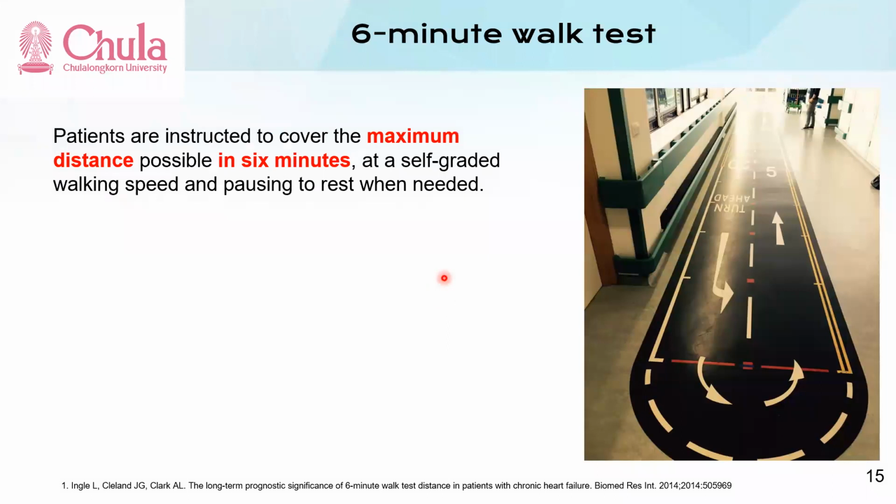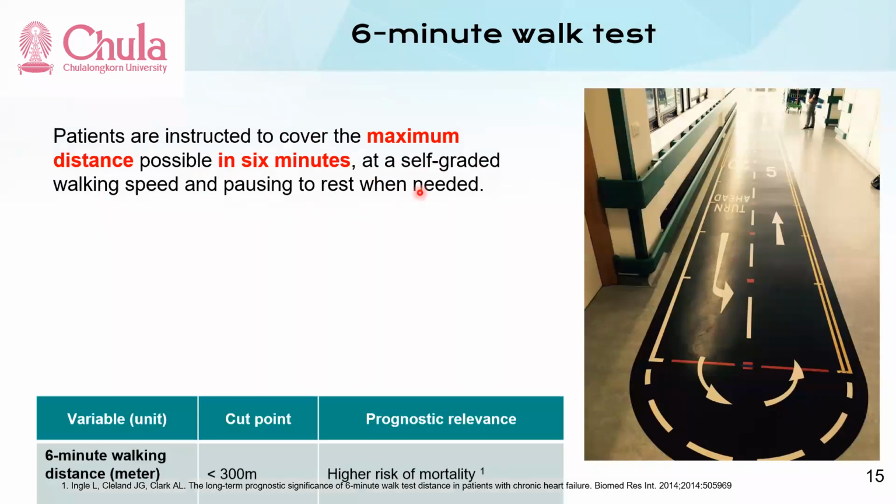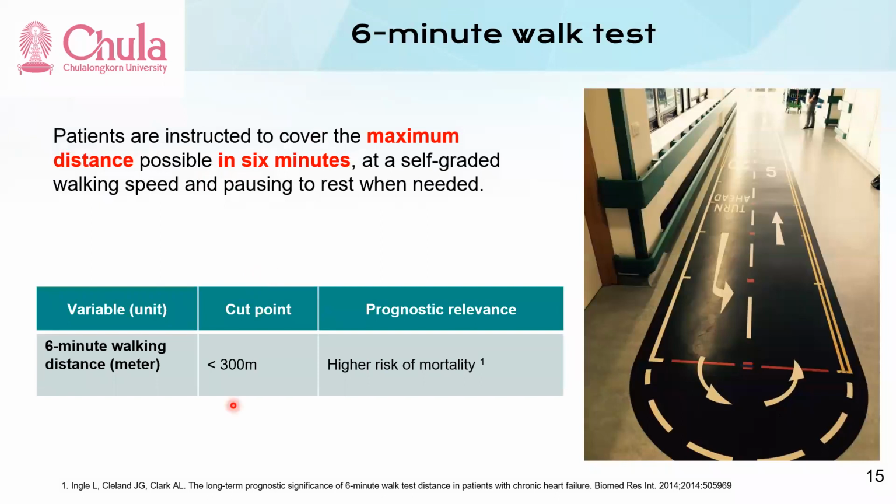In the 6-minute walk test, patients are instructed to cover the maximum distance possible in 6 minutes at a self-graded walking speed, pausing to rest when needed. The 6-minute walk test provides information about the distance, the patient's exertion, and the adaptation of their cardiopulmonary system during and after the test. Patients with a 6-minute walking distance less than 300 meters will have a high risk of mortality.